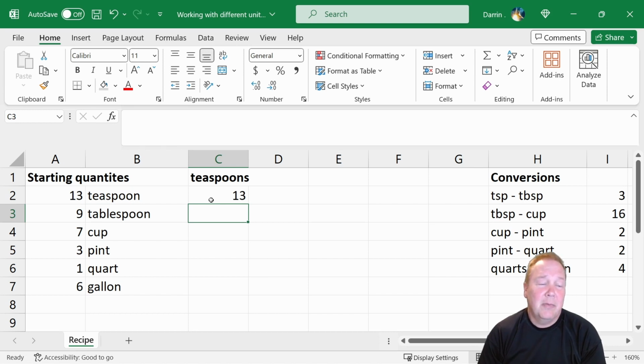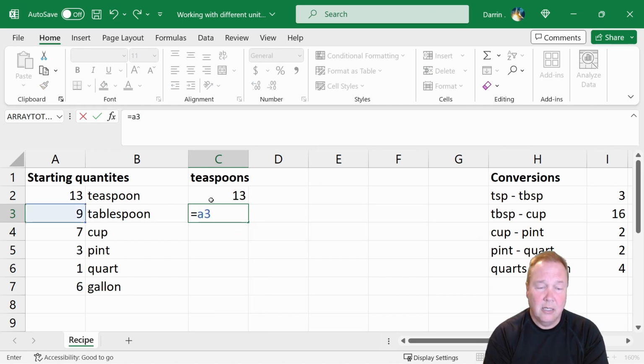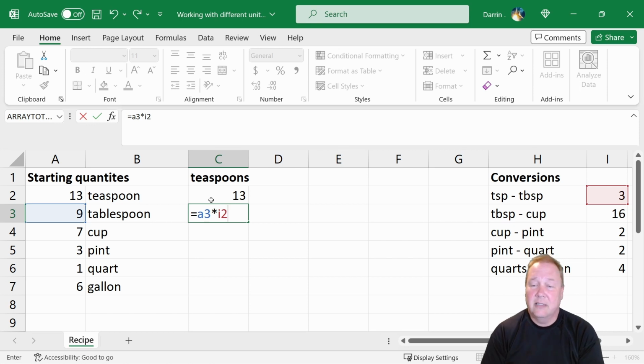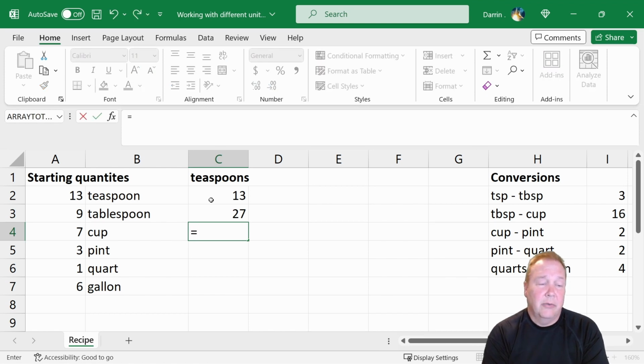Okay, what about the 9 tablespoons? Well, that is going to be A3 times I2 over there. What that's saying is I take the number of tablespoons I have and multiply by the number of teaspoons in a tablespoon, and that tells me I have 27 teaspoons. Okay. So now this one is going to be sort of the same thing. It's going to be A4 times, which is 7 cups.